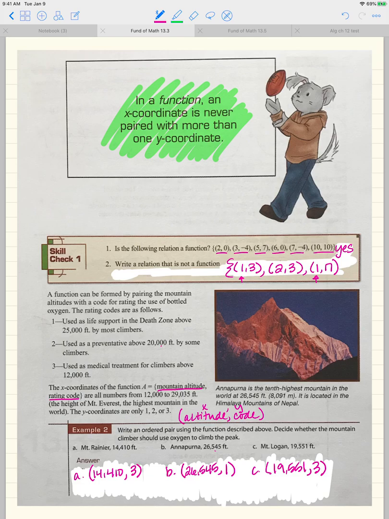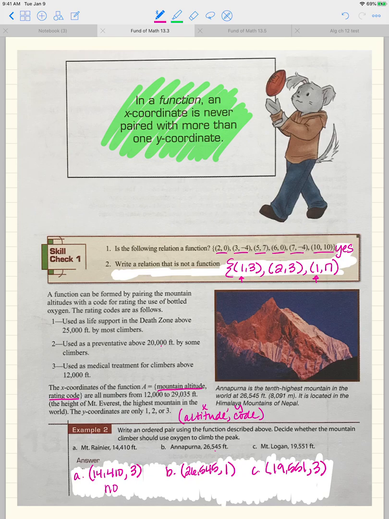Now, decide whether the mountain climber should use oxygen to climb the peak. Okay? So code 3 says oxygen is used as medical treatment above 12,000 feet. So is someone going to use oxygen? Not necessarily, unless they need it for some sort of medical emergency. So should they use oxygen to climb the peak? No, for A.